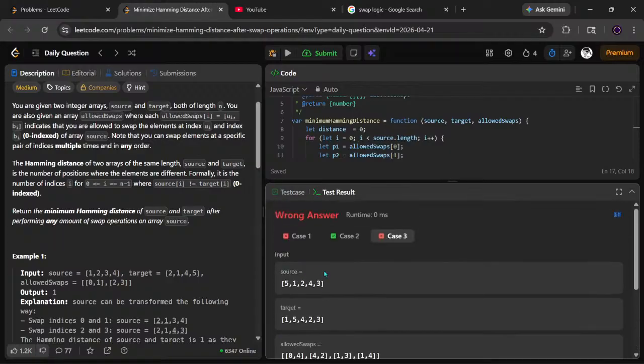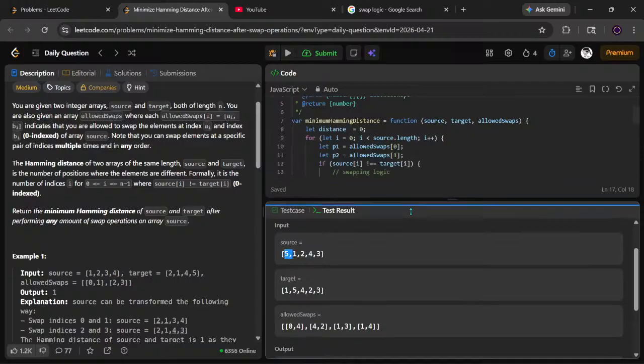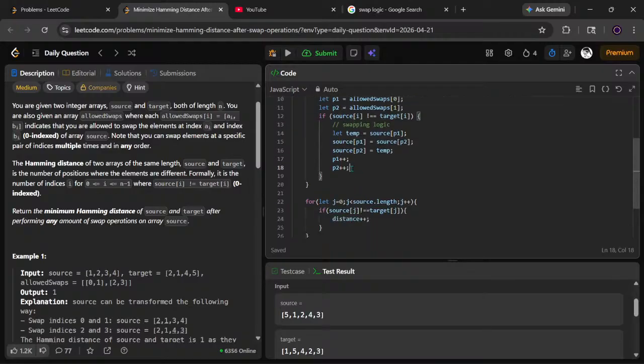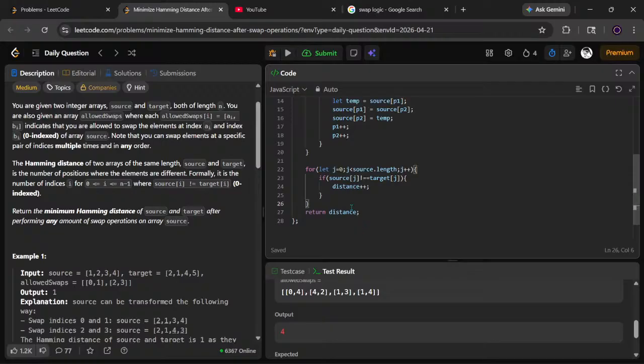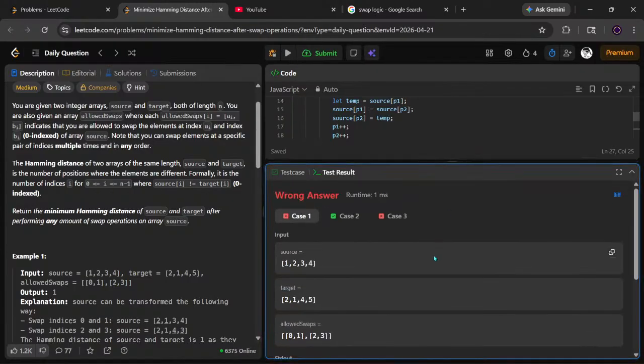And why are we getting four? I can't understand. It will first compare. Oh, but we are directly mutating the array, right? Then that shouldn't be any issue, I guess. So let me print my source after swapping and every other logic. If this is proper, then I think it should work, otherwise something is wrong.